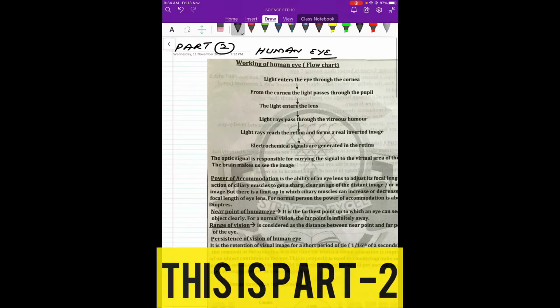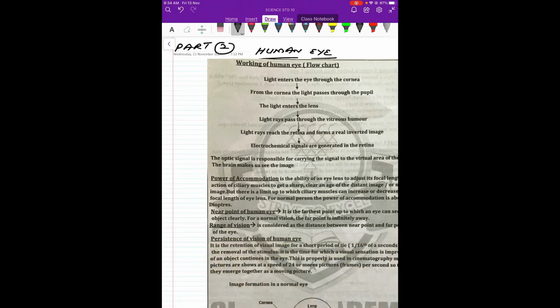This is part 2 of the chapter Human Eye and the Colorful World of Standard 10th. After having seen the basic parts and the functionings of the human eye, we will actually see how a human eye works. There is a simple flow diagram which will help us understand very clearly how light enters, how an image is formed, and how we can actually see that image.